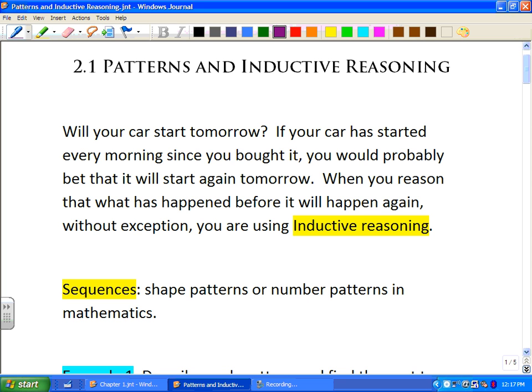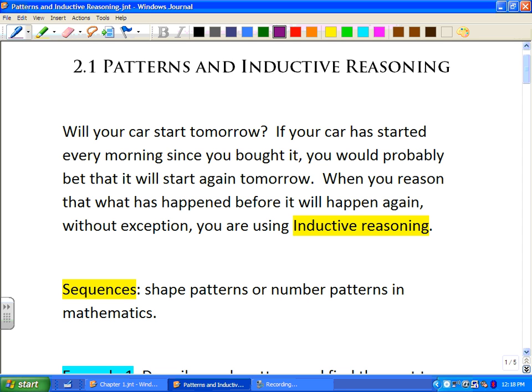All right. 2.1 is patterns in inductive reasoning. It's the first lesson in this chapter. Patterns. Okay. You may not know what inductive reasoning is, but you know what a pattern is. You started looking at patterns in kindergarten, in first grade. You looked at blocks. I mean, you started looking at patterns from an early age, shapes, all of that, and you still look at patterns.